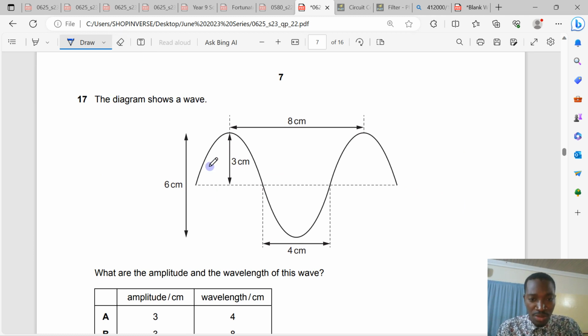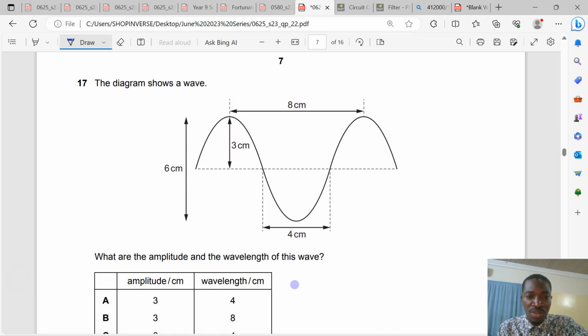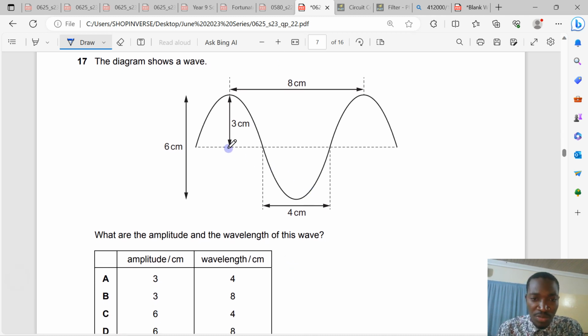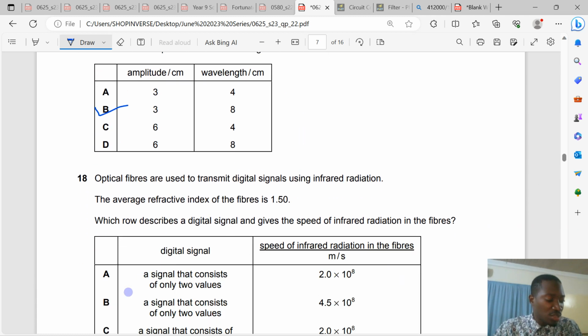The diagram shows a wave. What are the amplitude and wavelength of the wave? Amplitude is the maximum displacement of the particles of a wave from the mean position. So this is the maximum displacement. Amplitude is 3 centimeters. Then wavelength is the distance between two successive crests or two successive troughs. There are two crests here, and the distance between these two crests is 8 centimeters. That makes the wavelength 8. So amplitude is 3, wavelength 8. That makes option B the correct answer to question 17.